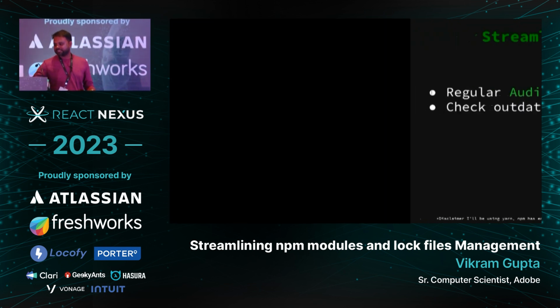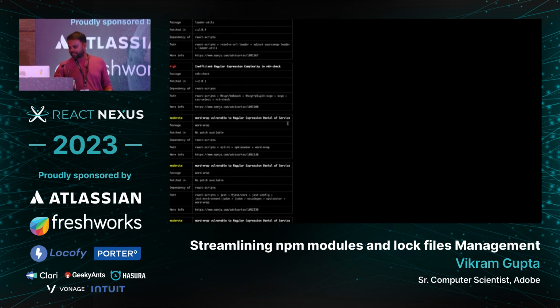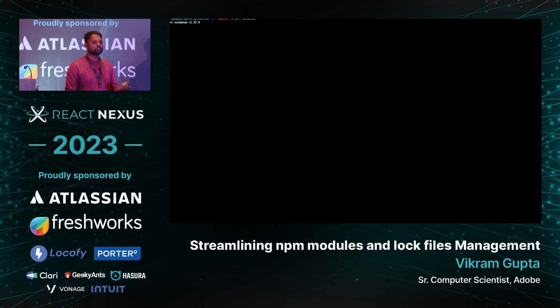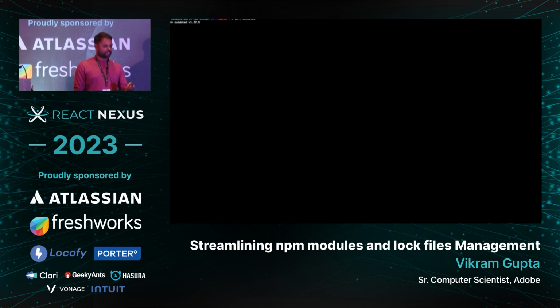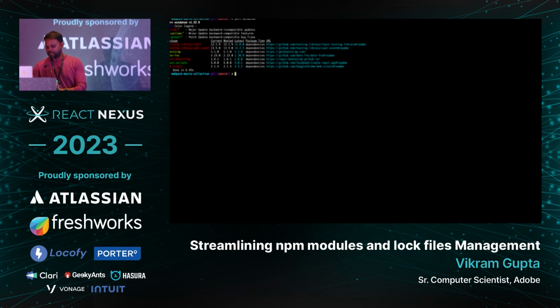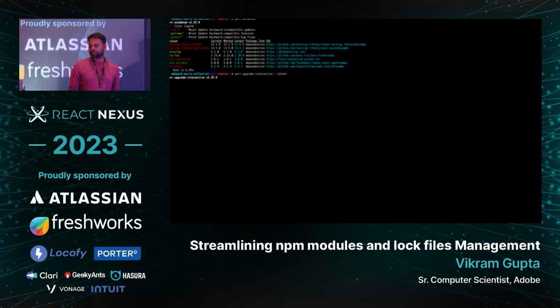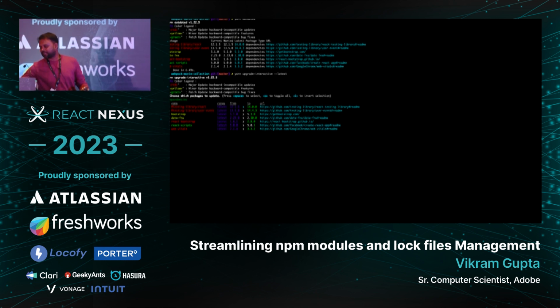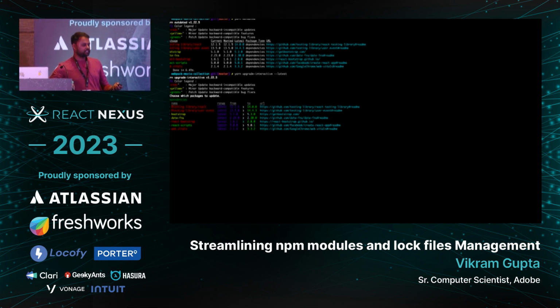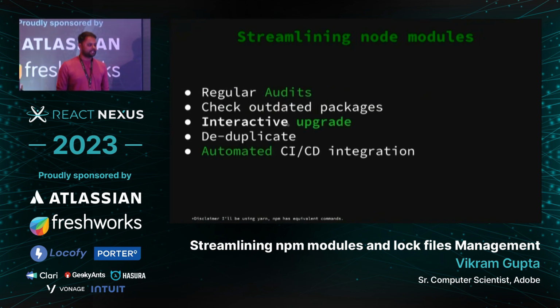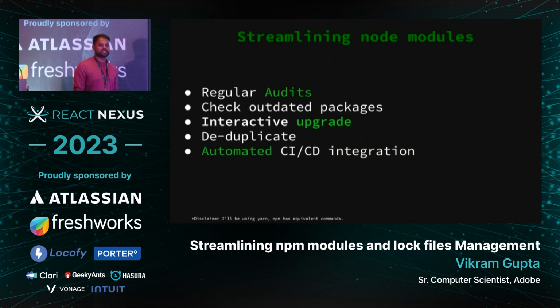Check the outdated packages. You can just again run yarn outdated, and it will give you all the outdated packages which you have. Try to upgrade those packages. Don't keep them outdated. So you see, you'll get a lot. And at the same time you can interactively upgrade those also. By running this command, it will give you a nice UI wherein you can select the packages and update whichever you want. Then deduplicate, and you can automate it in your CI/CD pipeline.